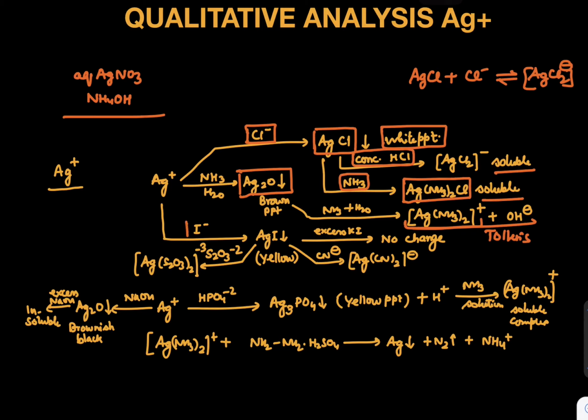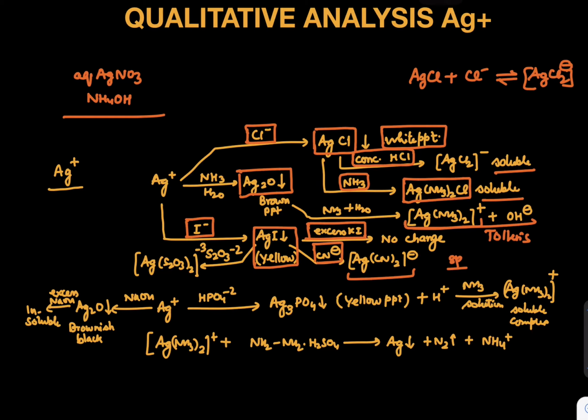Now see the next reaction, Ag plus with I minus. This gives yellow color with AgI. Okay, AgI is yellow in color, and AgI can further react with excess of KI. So what will happen? This yellow color remains as it is, nothing will change, and in the presence of CN minus it will form a complex, Ag(CN)2 minus. Again it will have sp hybridized Ag, and we have a 180 degree angle.